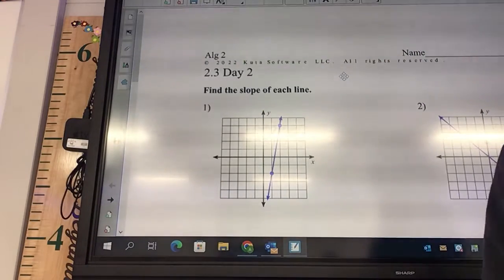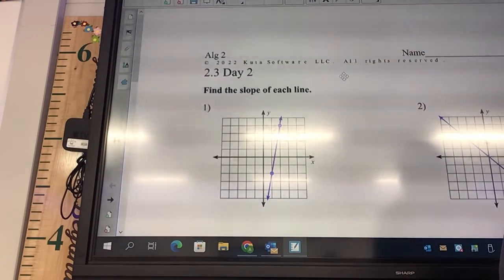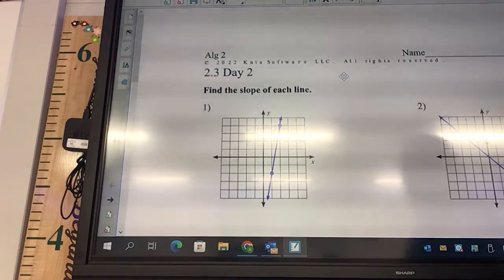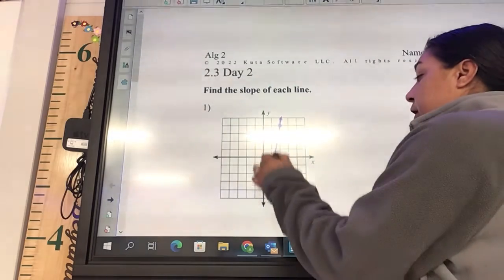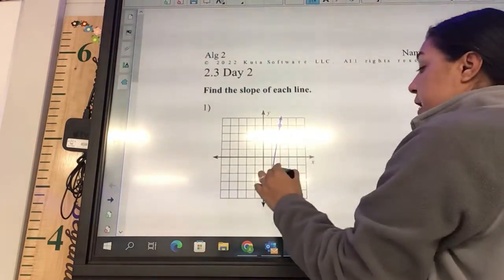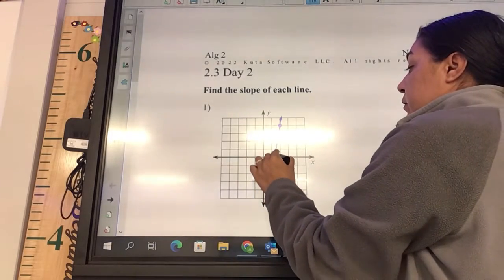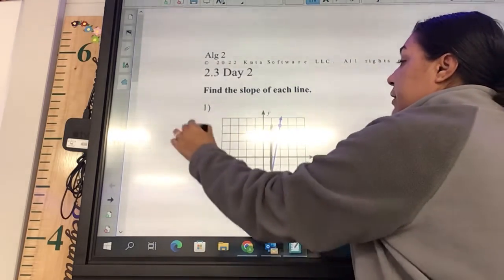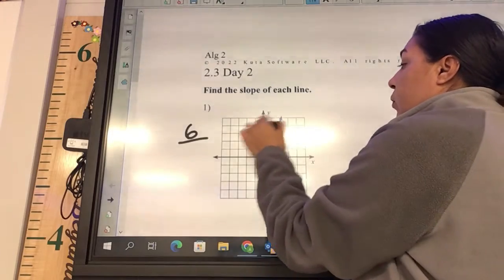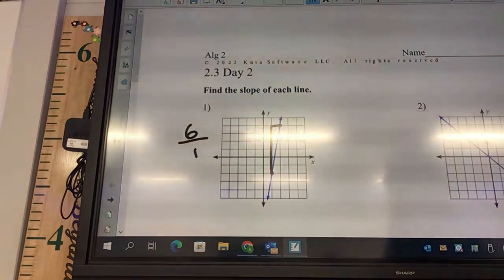Yesterday, find the slope of the line. How do you find the slope of a line on a graph? Rise over run. So we start at which point? This one or this one? The bottom one. Okay, so how much do we rise? 6 over 1. Is this positive or negative? Positive.